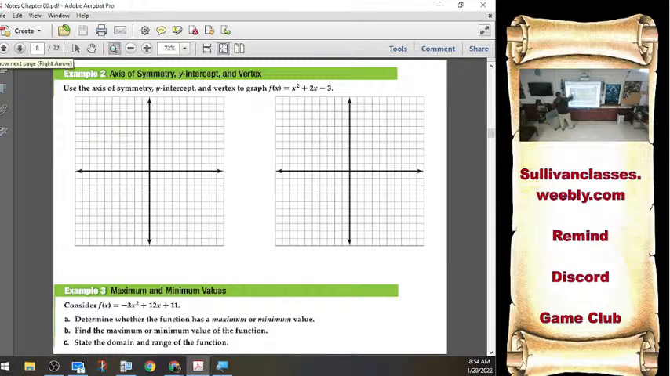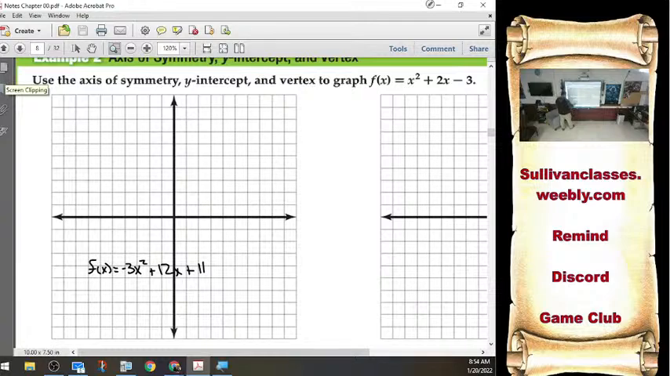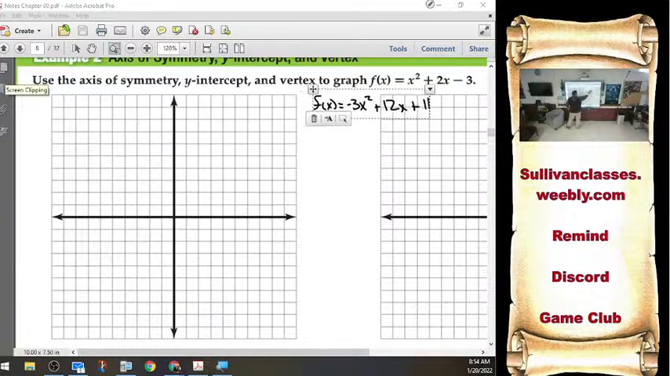So, what is that? F of x is -3x² plus... There we go.